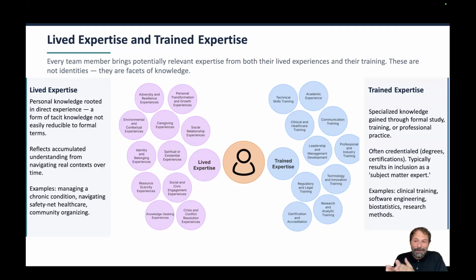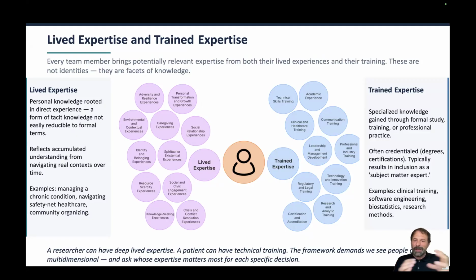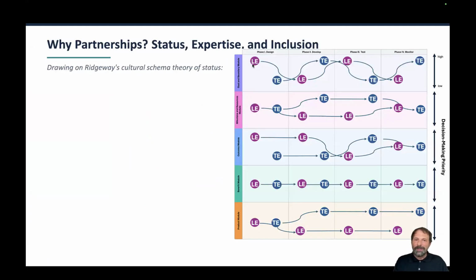And this is really valuable too, right? And the goal is trying to figure out how do you actually get these to be working really well together such that you're honoring and flowing between these different types of expertise. And so you can see this sort of lived expertise, trained expertise. This is mapping onto the phases: design, develop, test, monitor. And then you can see there's all these different things. And in brief, there's a worksheet to help you kind of think through this.